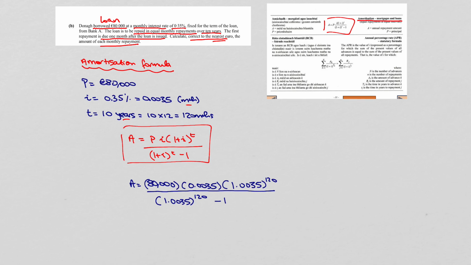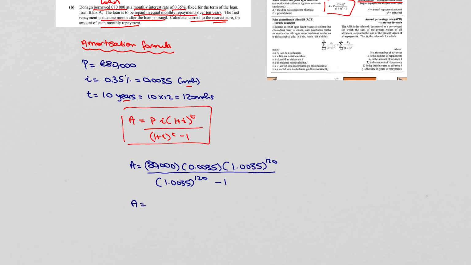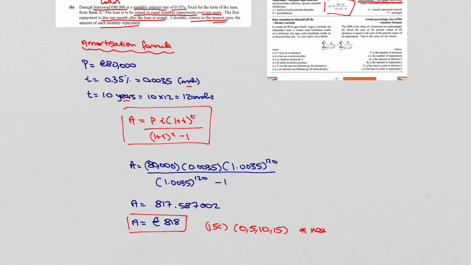So again, be very careful when you're subbing this into your calculator, making sure you're using brackets. That gives us 817.587002. And of course, we want to correct to the nearest euro. So that means that's going to round to 818. So that's 15C. So that was broken down into 0 marks, 5 marks, 10 marks, or 15 marks. And of course we would lose 1 mark if we don't have it correct to the nearest euro.